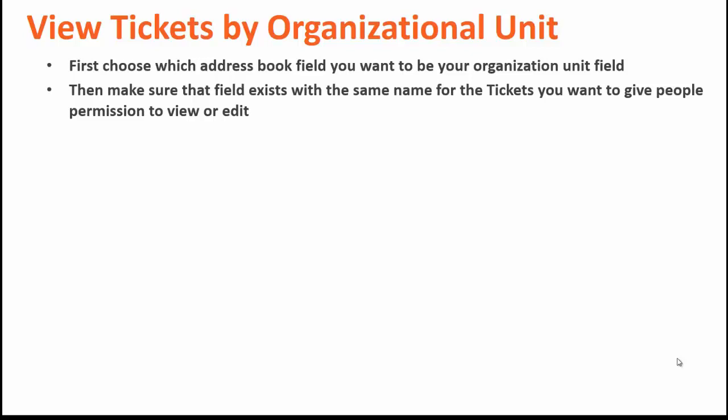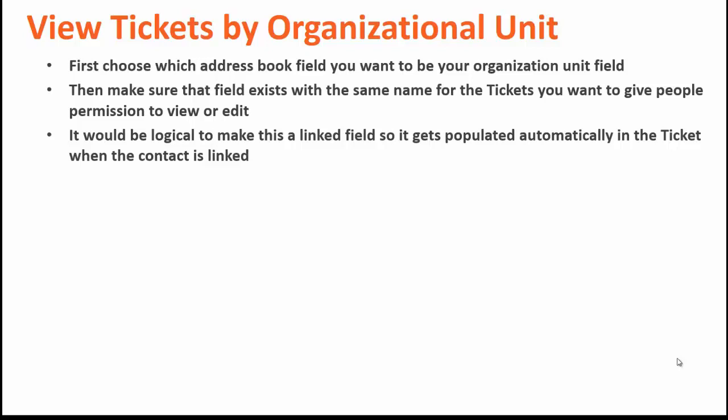So, for example, when someone first logs in, we're going to find their contact in the address book and see what organizational unit they're a part of, so maybe they're part of the sales department. Then we're going to look at all the tickets that have department with the value of sales, and we'll be able to show them those tickets, assuming they have that permission.